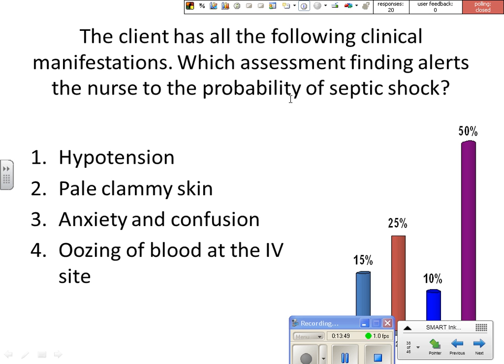So when you're reading this type of NCLEX question, look at it like, okay, they're trying to get me to say what's different about this type versus that one. In this case, septic shock is oozing of blood because you're going to have that complication of DIC.